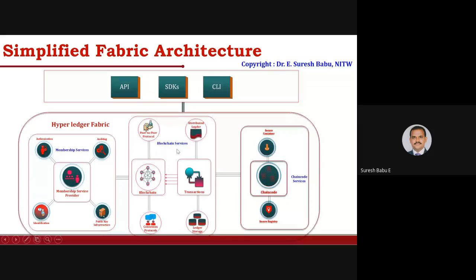Whereas blockchain services are the P2P protocol, distributed ledger, transactions will be created, ledger storage can happen, and then consensus protocols can run for validation, and then the blockchain is going to be created. So these are the blockchain services. And then smart contract or chaincode services will have a secure container in the form of Docker, and a secure registry will be stored where every transaction will be entered into the chaincode, and the chaincode will verify, validate and identify it. If you have any doubts regarding these two slides, please let me know.